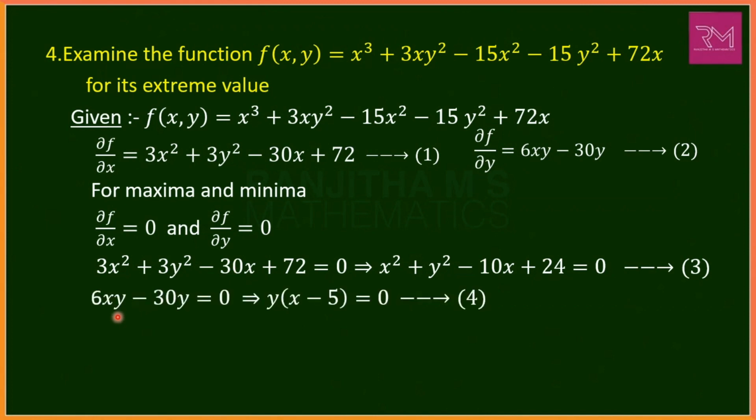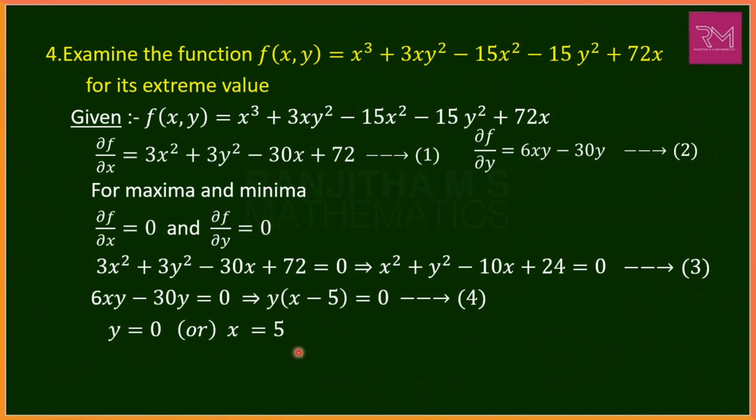In the similar way, equation 2 becomes here 6xy minus 30y, which is equal to 0. If we take 6 as common and 6 goes to the right hand side and take y as common, we get y into x minus 5, which is equal to 0. Here if we take 6 as common, the remaining is xy minus 5y. If we take y as common, the equation becomes y into x minus 5, which is equal to 0. Call this as equation number 4. In equation 3 and equation 4, consider equation number 4, that is y into x minus 5 is equal to 0. We get the value as y is equal to 0 or x is equal to 5.